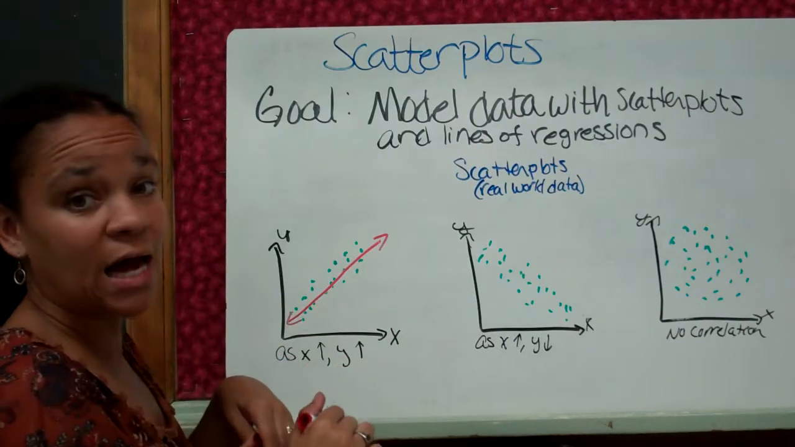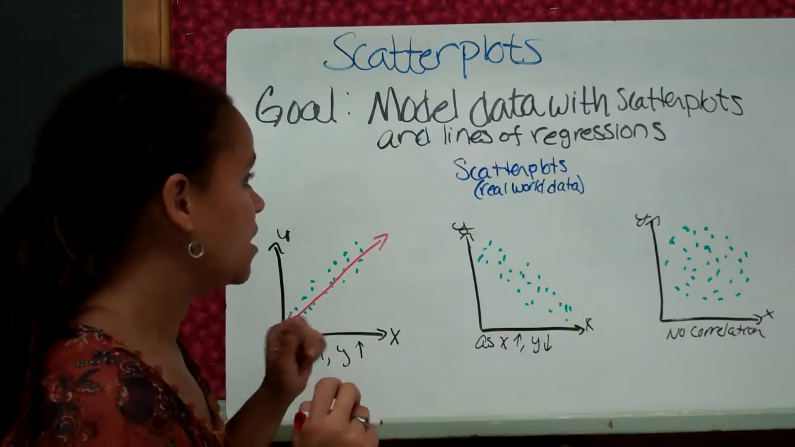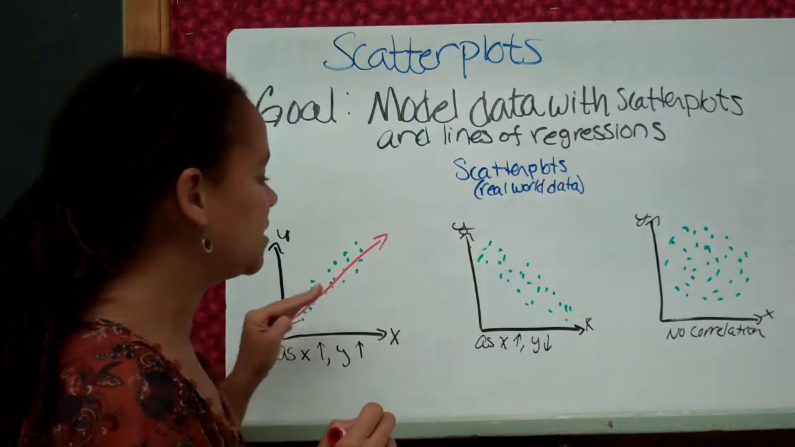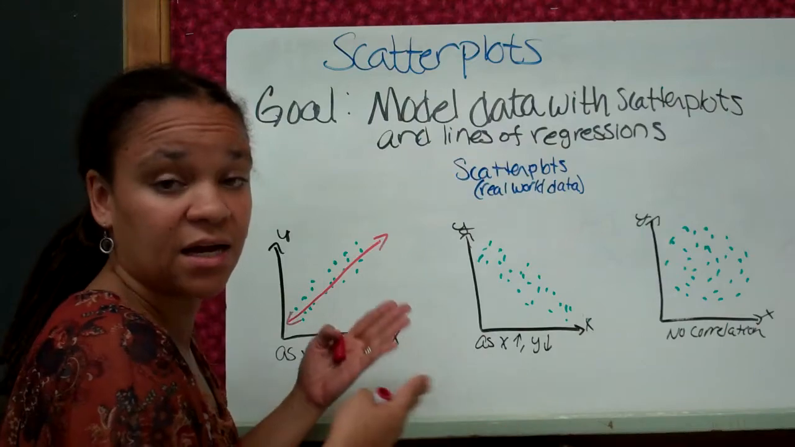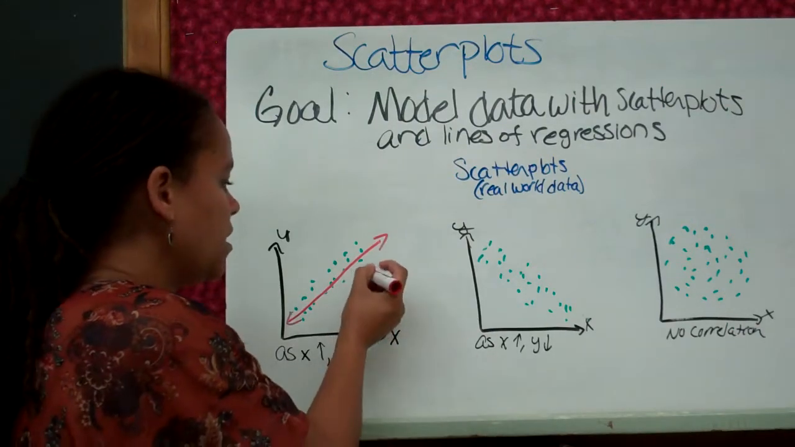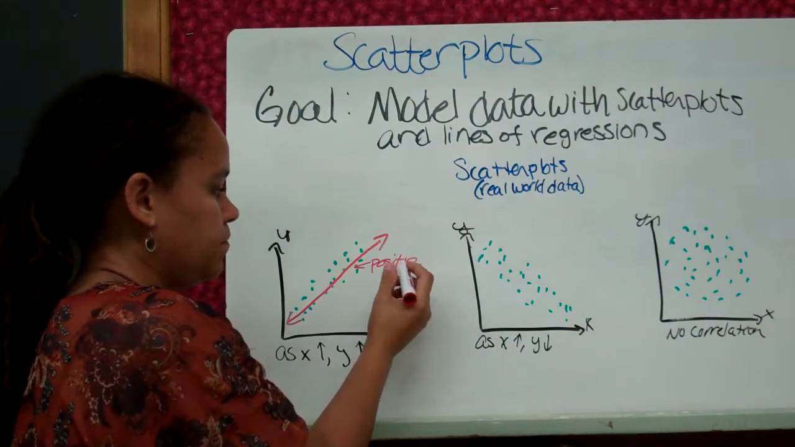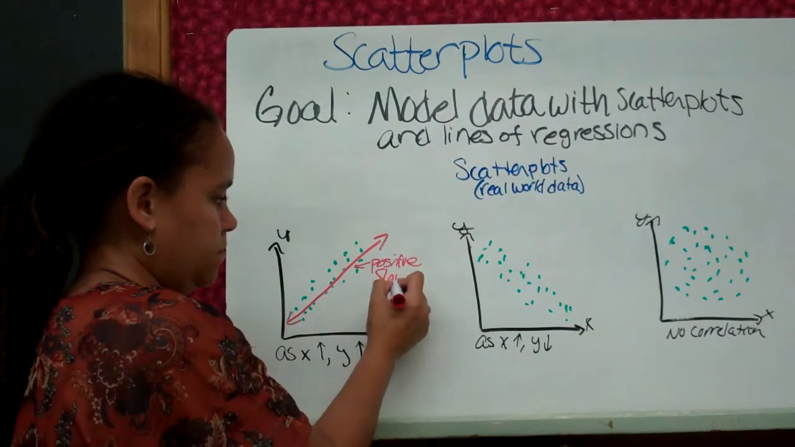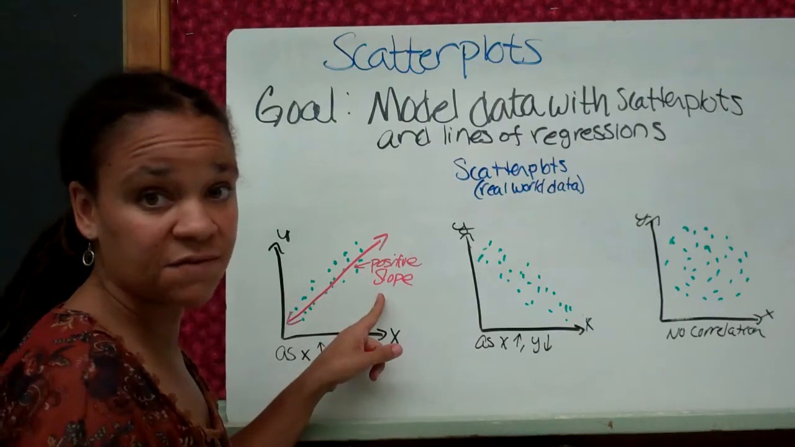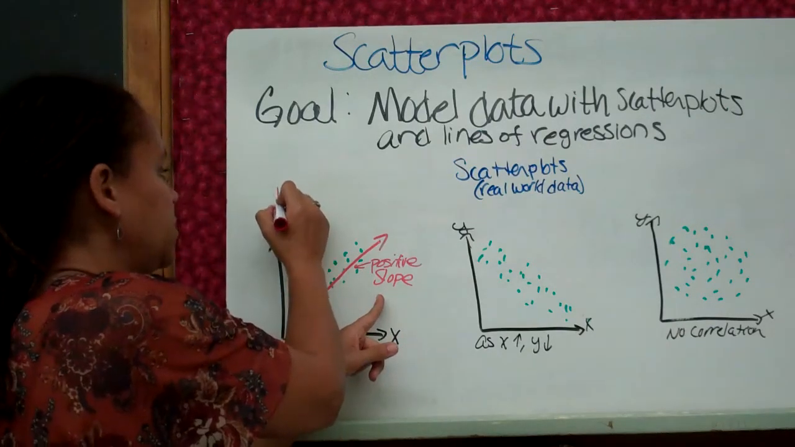If I were to draw a line to model that, that would be a line of regression. That means it's a line that kind of fits the data and shows me the story of the data. And this, of course, has a positive slope. So since it has a positive slope, it's a positive correlation.